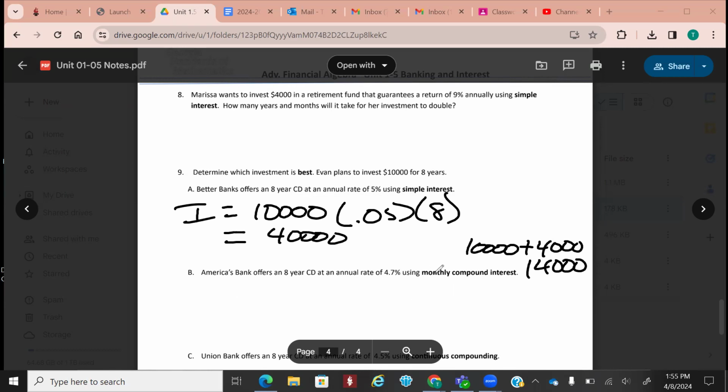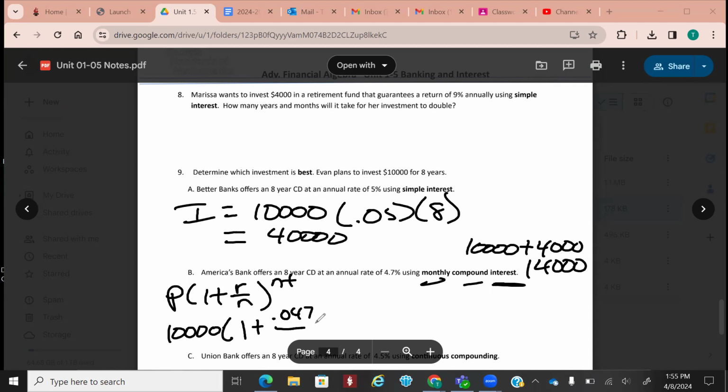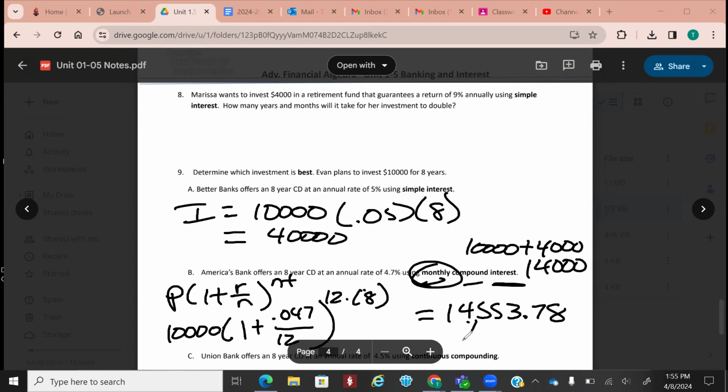For the next one, it says compounded monthly. So we're going to use that formula of 1 plus r divided by n, raised to the nt. Our initial is 10,000. Our rate is 0.047 as a decimal. We're going to divide by 12 because it says monthly. We're going to raise it to the 12 times 8. When we plug all that junk into our calculator, and I highly suggest you use Desmos on that one, we're going to get 14,553.78. So that's better than the first one.